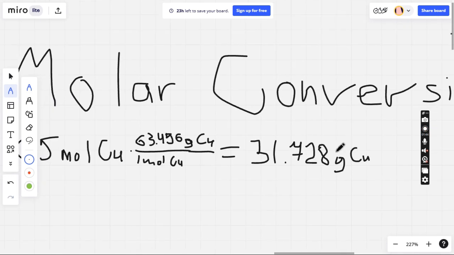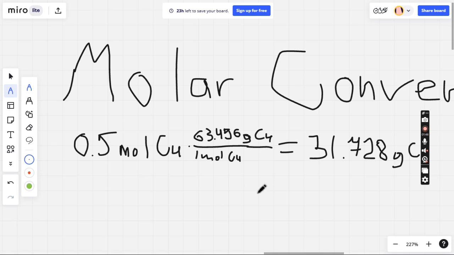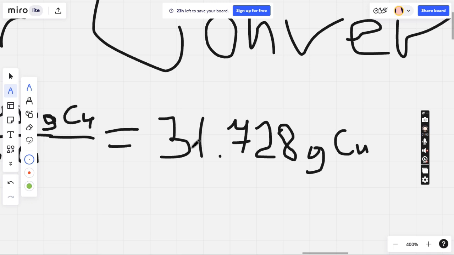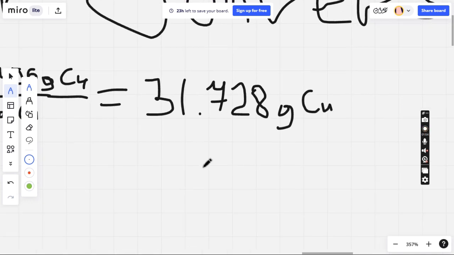And of course, at the end of this, you're going to have to convert it to the appropriate number of significant figures, which here is just one significant figure. So that would mean you'd have about 30 grams of copper.